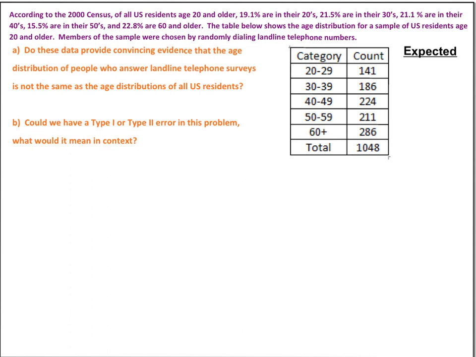So to look ahead a little bit, when we get to H0, it would say that the distribution of individuals that have a landline phone is the same as their overall distribution to the population. That's more or less what we're saying here. Okay?